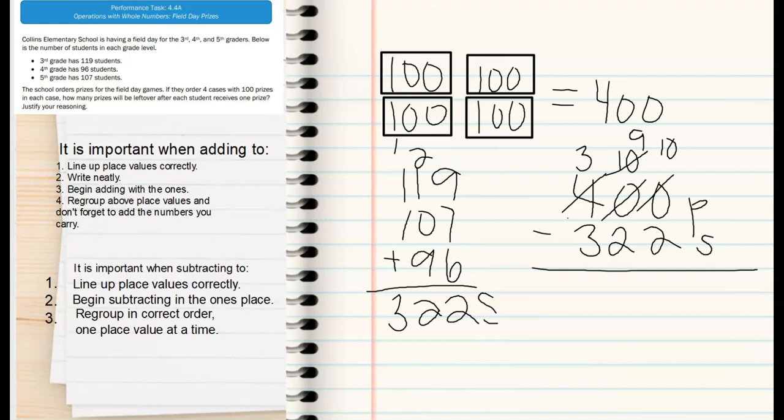10 ones minus 2 ones is 8 ones, 9 tens minus 2 tens is 7 tens, and 3 hundreds minus 3 hundreds is no hundreds. Now I know I have 78 prizes left over.